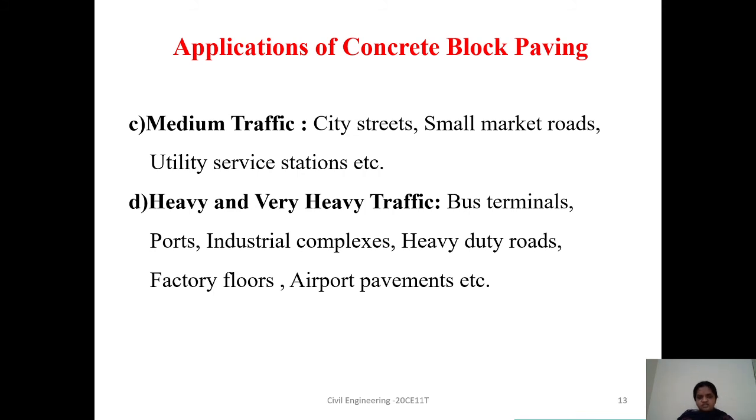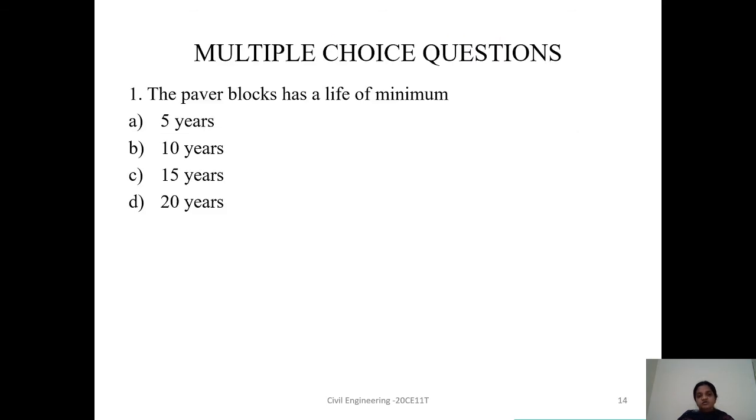Thus, in this session, we studied the pavement blocks, the types of pavement blocks, the properties of pavement blocks, and the application of pavement blocks. Now, coming to the multiple choice questions. The paver block has a life of minimum 5 years, 10 years, 15 years, 20 years. If properly interlocked, a paver block lasts for about 20 years. So the answer is D, 20 years.